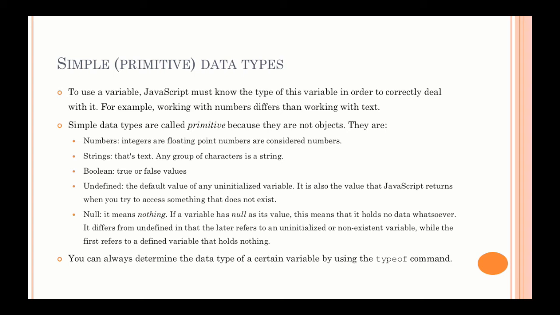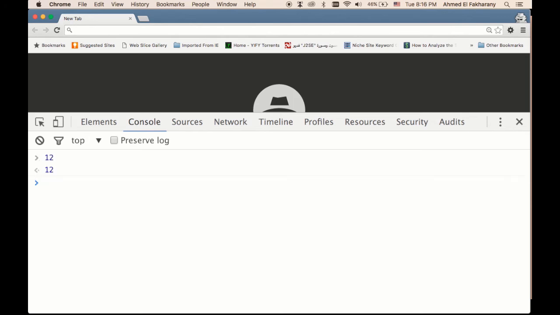The second type that we are going to study is the string. Strings are just text. Any group of characters is considered to be a string in JavaScript. So this is a number. This is a number. This is also a number. There is no difference between those three values in JavaScript. They are all treated as numbers. This is a string. This is also a string. Anything that is enclosed in single or double quotes in JavaScript is considered a string.